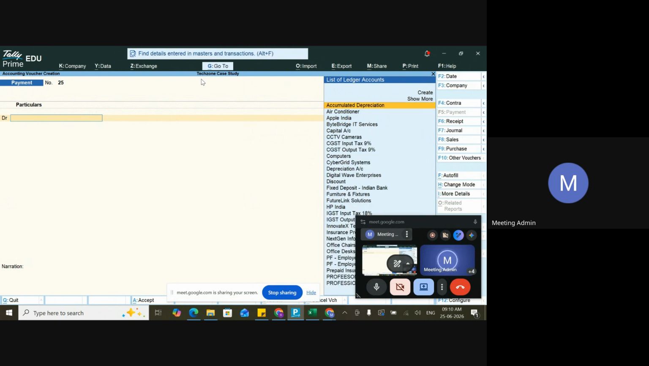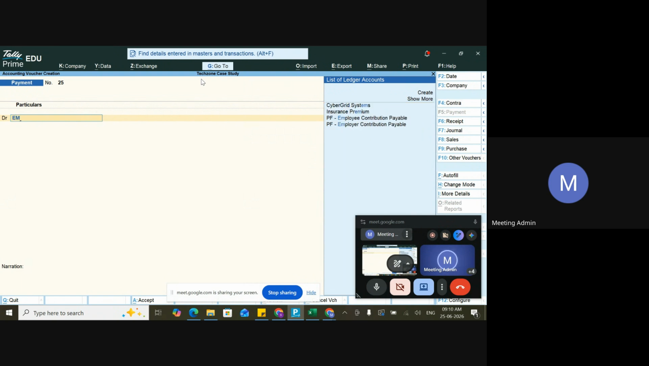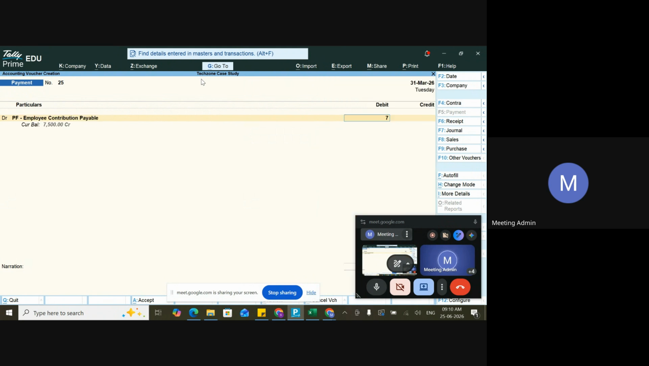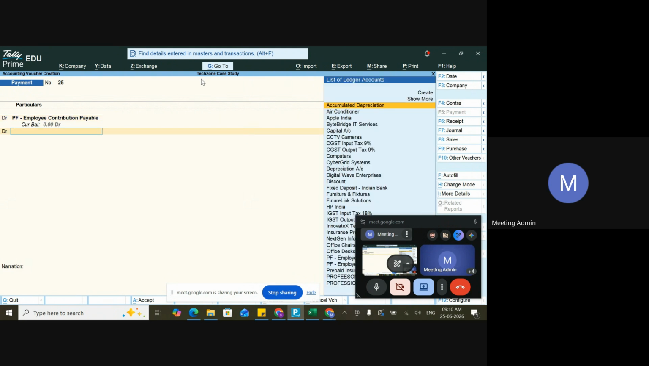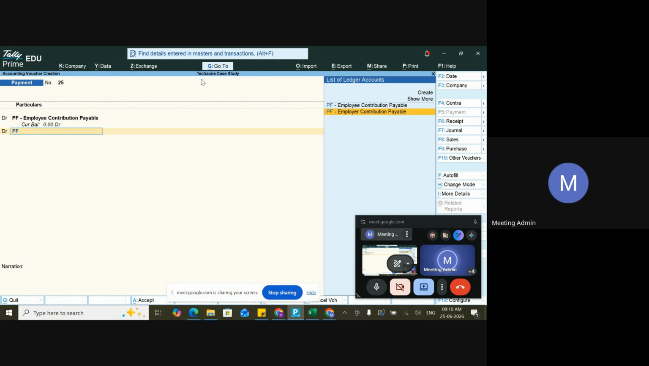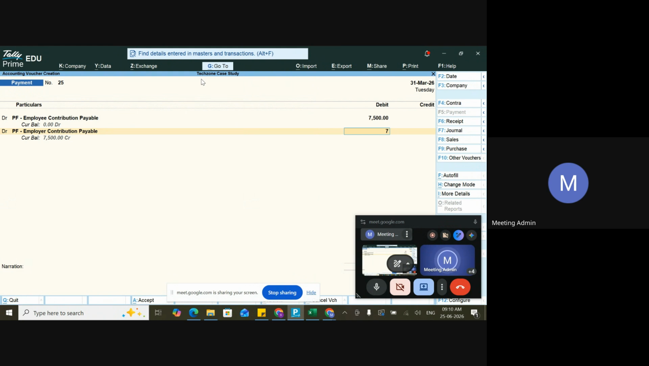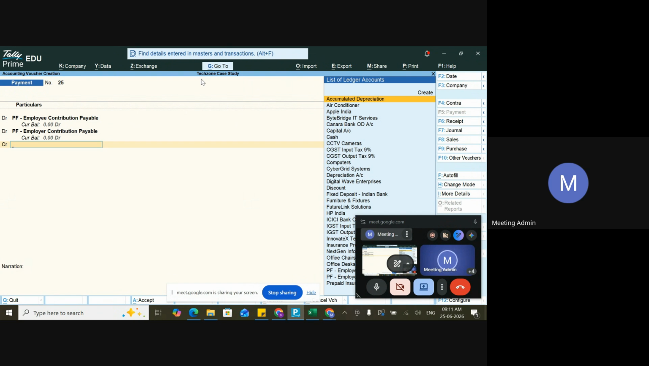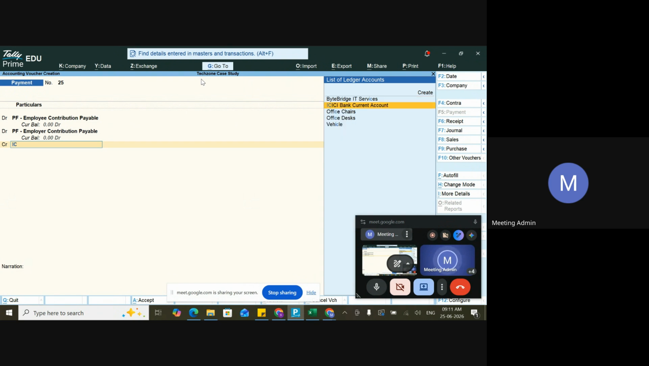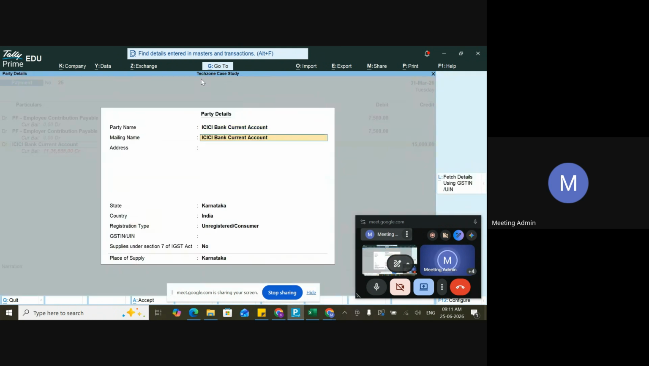Debit is already there. Can you see this? We already created it, right? First is employee contribution payable, 7,500. Again debit, PF employer contribution, 7,500. So how are we going to do this? How are we paying this? Through bank, right? So we have to select the bank here. That's it.